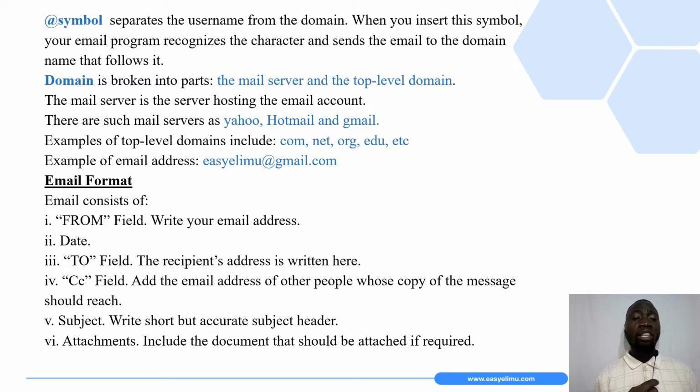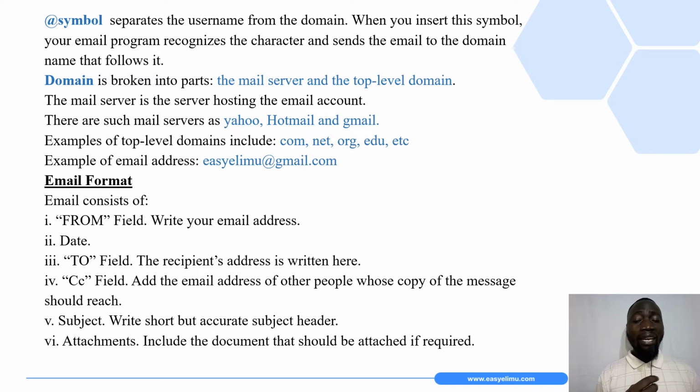So if we are to talk about the components of an email address, then we can talk about 4 components instead of 3. Earlier on, we mentioned the username, the @symbol, and the domain. But again, because the domain is broken into 2, we can say that we have the username, the @symbol, the mail server, and lastly, the top level domain. Just to know that the mail server and the top level domain are what make or create the domain.